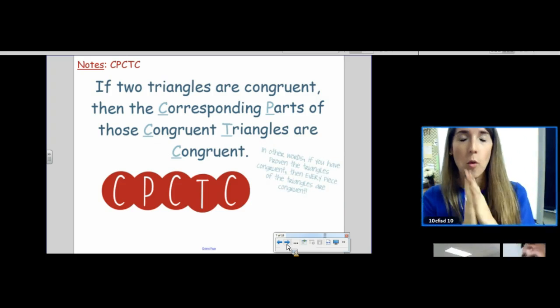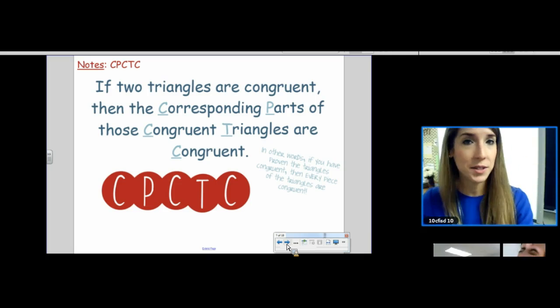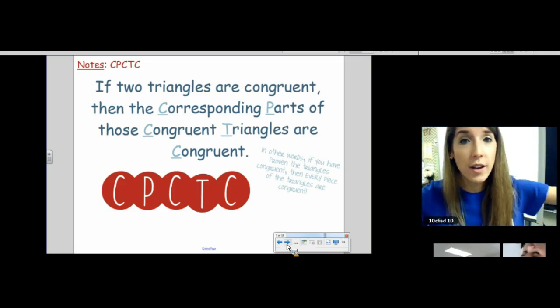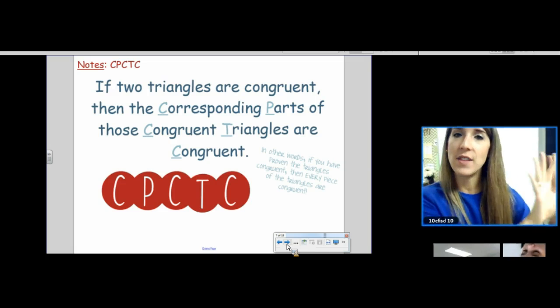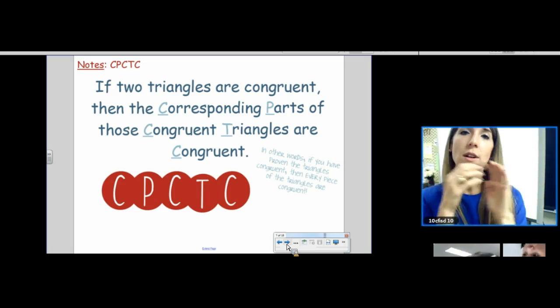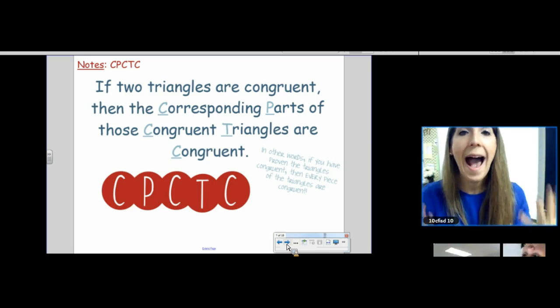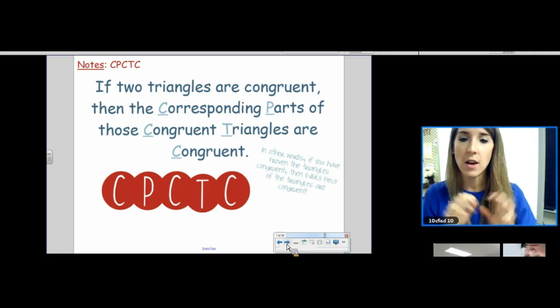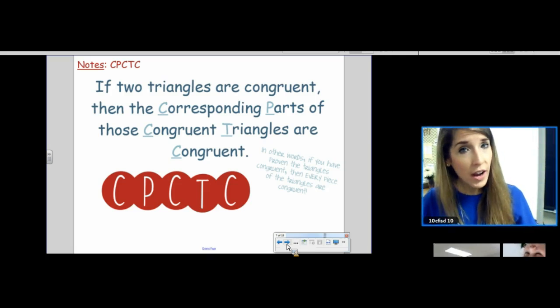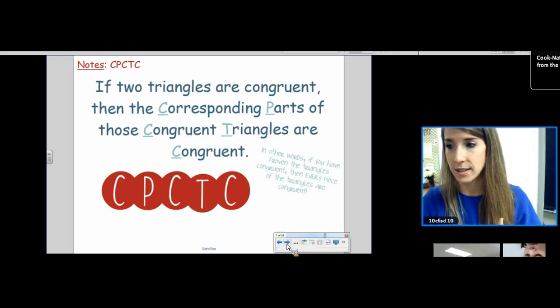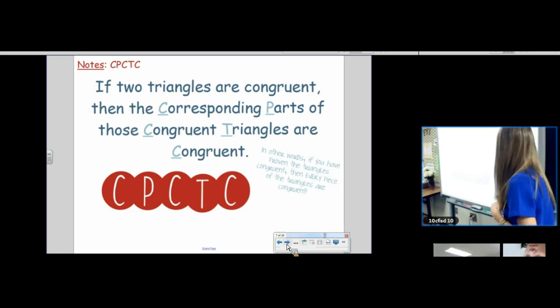In other words, once you've proven the triangles congruent by a shortcut, let's say they're congruent by side angle side. Now that I've said they're congruent, I can go further, and I can say any piece of this one triangle is congruent to the matching piece in the other triangle. When you go past proving them congruent, it's like, okay, I've established that they're congruent. Now I can say more about them. I can go past. So that's what this is all about.